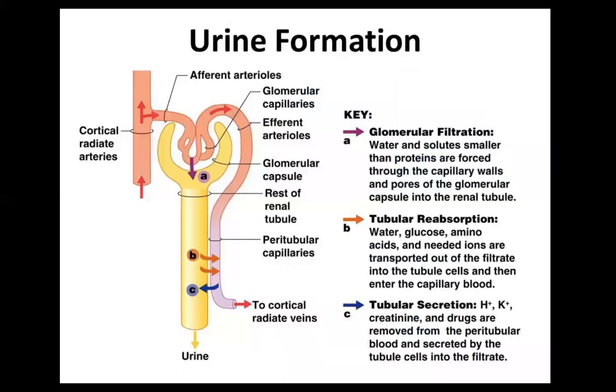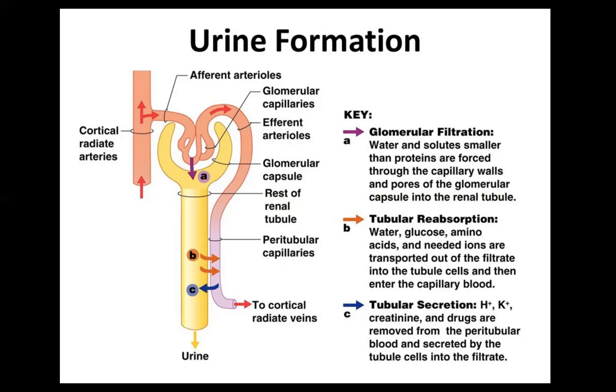So in terms of urine formation, the first event that happens is called glomerular filtration. At this point, water and salts that are usually smaller than proteins are forced through the capillary walls and pores of the glomerular capsule into the renal tubule. So all the excess solutes are basically removed. That's why if you have a high salt diet, your kidneys are often overworked.